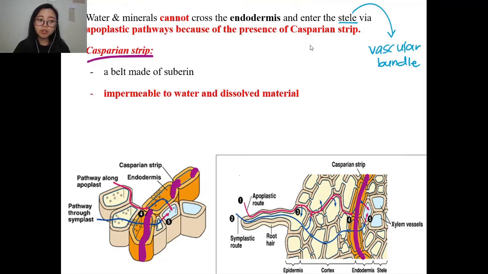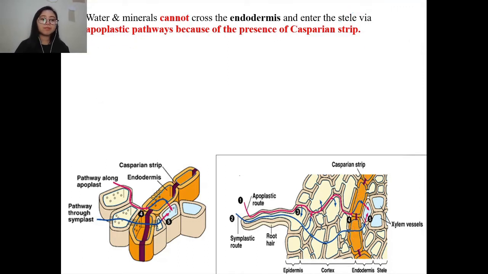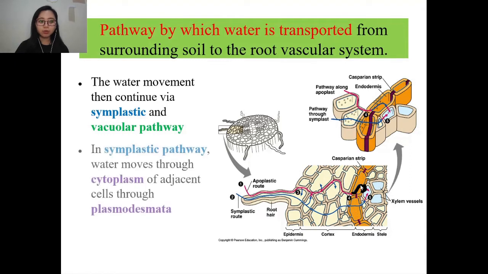Suberin is a waxy material, wax, macam lilin, that is impermeable to water and dissolved minerals. Water and dissolved minerals tidak boleh limpas suberin. So, these water and minerals will have to cross the plasma membrane of an endodermal cell and undergo symplastic or vacuolar pathways before they can enter the stele. Dia mesti masuk plasma membrane juga, tidak boleh sisip-sisip di luar. So water movement will then continue via the symplastic and the vacuolar pathway. Dia akan ikut anak panah hitam ni via the symplastic and vacuolar pathway.